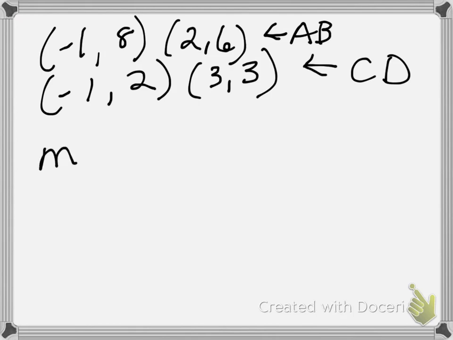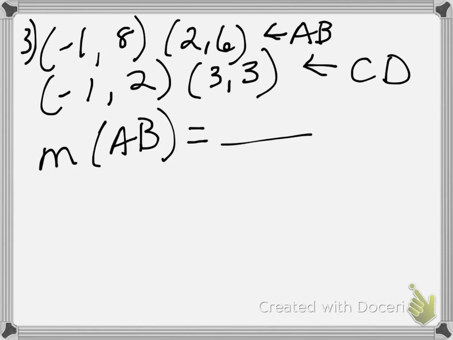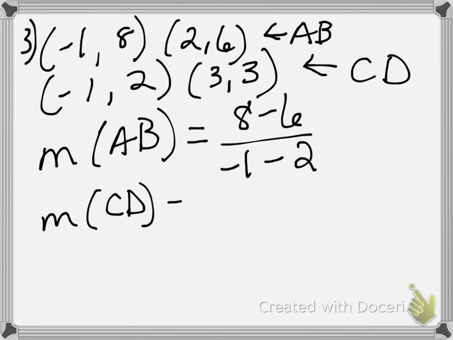This is number 3, right? All right, so where do y'all want to start with AB? 8 sounds great. Minus 6. All right, so I take my 2, and I have negative 1 minus 2 on the bottom. All right. On CD, what do we want to start with for the Y's? 3. 3 minus 2 and 3 minus negative 1.